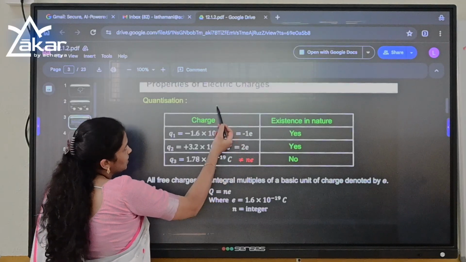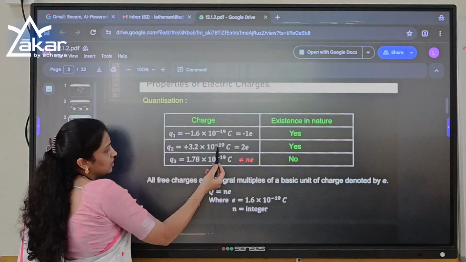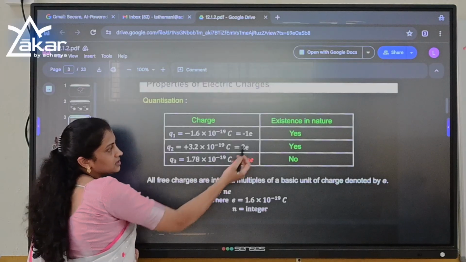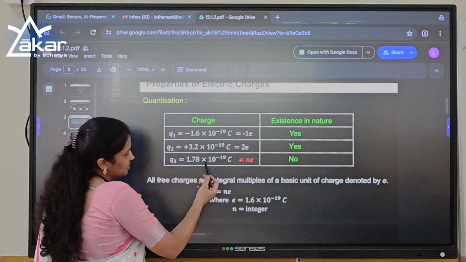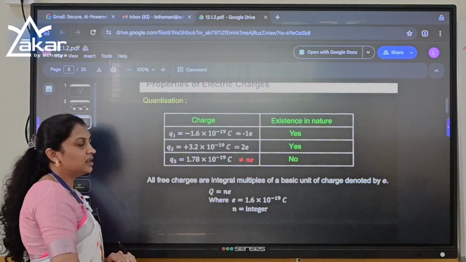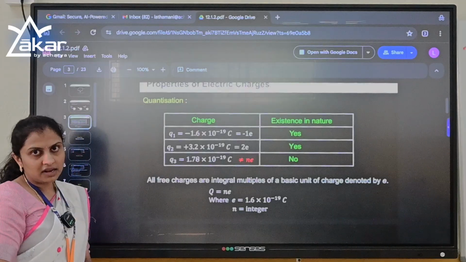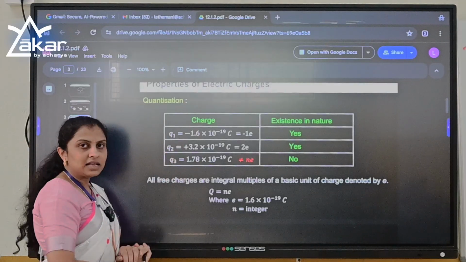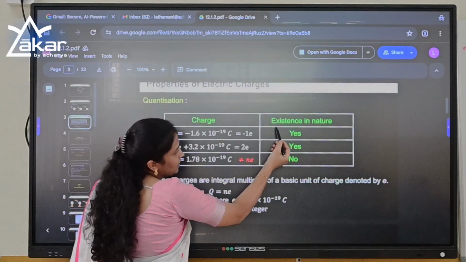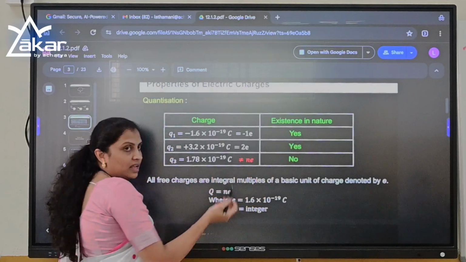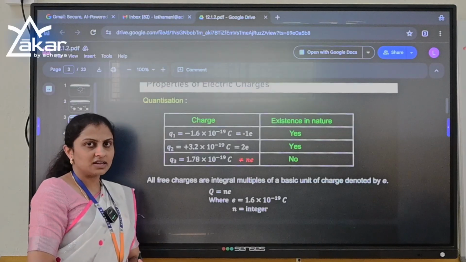Yes, of course it is quantized, and 3.2 × 10^-19, yes, it exists in nature. But Q3, 1.78 × 10^-19, is not equal to N × E. So that's why it is not quantized. So in the first and second examples it is quantized, but the third one is not. Why? Because it does not exist in nature. So these are the three properties of charges.